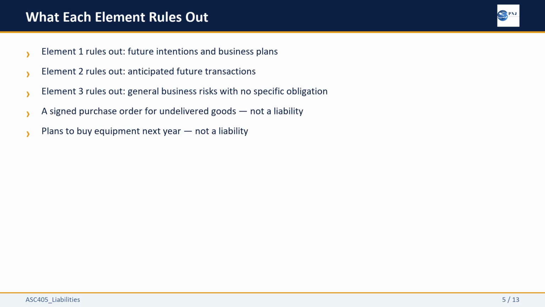Here is the key thing: each element acts as a filter. The present obligation test eliminates future intentions. If management plans to restructure next year but has not announced it publicly and has no legal obligation yet, there is no present duty. The past event test eliminates anticipatory entries. You cannot record a liability for a transaction that has not happened yet. And the future transfer test removes vague business risks. General market uncertainty does not become a liability until a specific obligation is triggered.